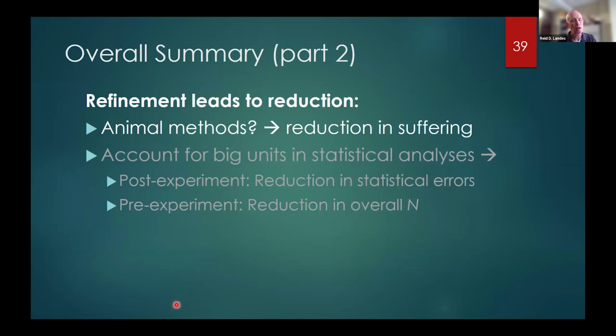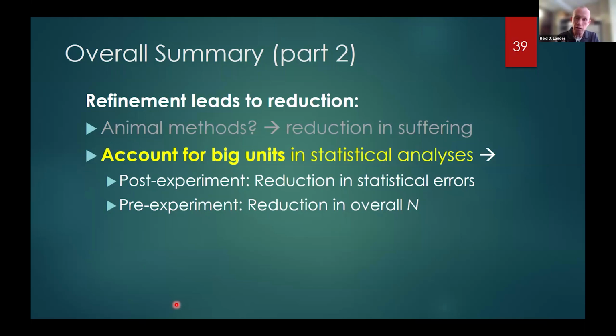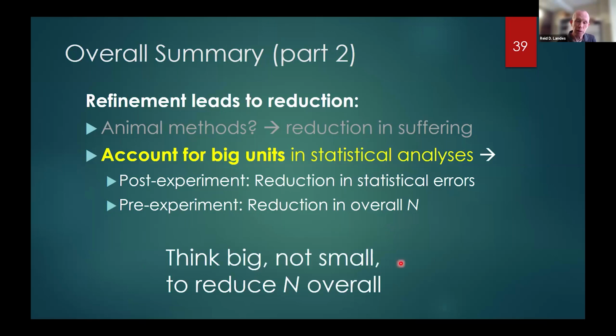So refinement: animal researchers, they're game to learn new animal methods. It reduces animal suffering. That's great. Let's encourage them to go ahead and refine their statistical analyses and account for those big units in their statistical analyses. If they do that after the experiment, that's still great. It's better use of the animals' data. It'll reduce the statistical errors. That's good. And if they account for these big units before they ever conduct the experiment, well, then they can reduce their overall N. So that brings me back to my talk's title. If we think big, not small, we can reduce N overall.